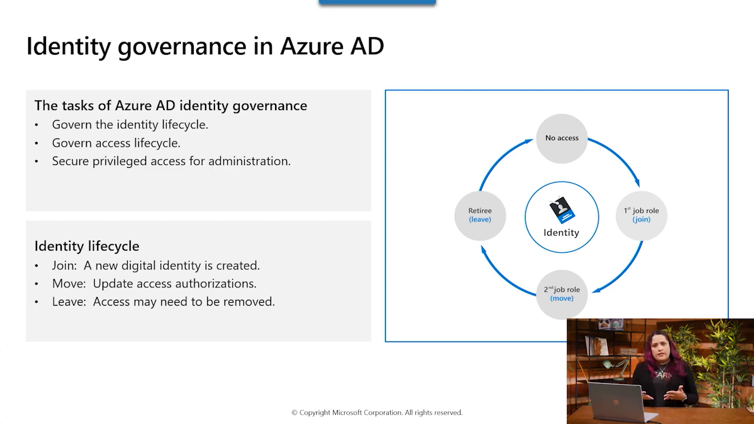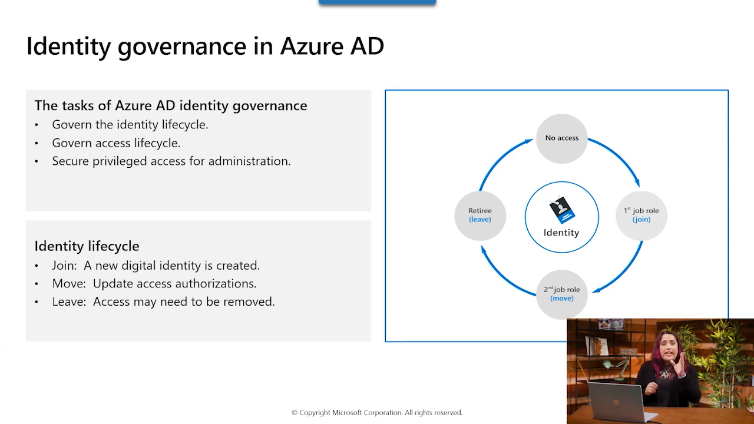Now, in most organizations, that lifecycle is going to be tied to what we call the HRIS, or the Human Resources Information System. And it depends on your Azure Active Directory tier, but it is possible to integrate your Azure Active Directory with your cloud HR system, and that way your directory is always up to date.